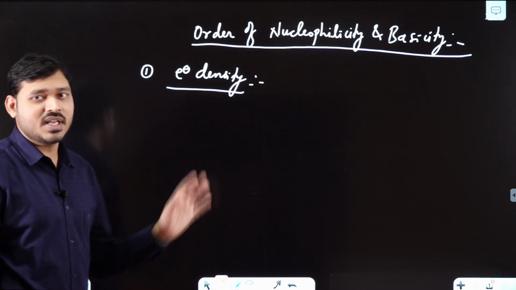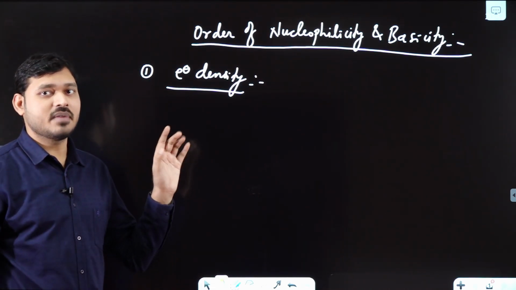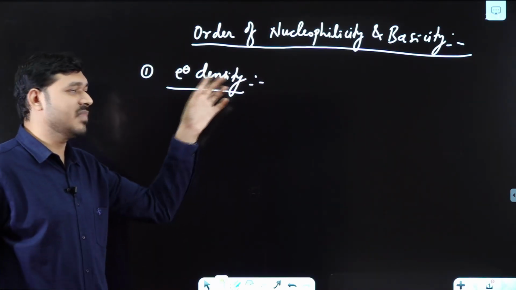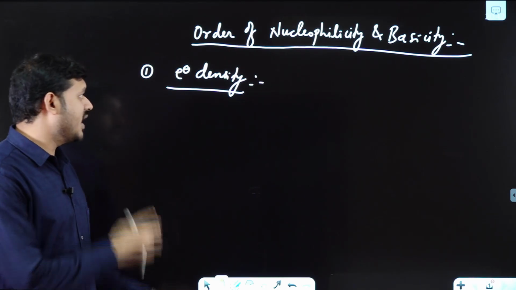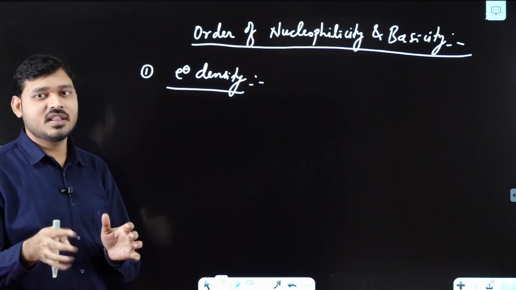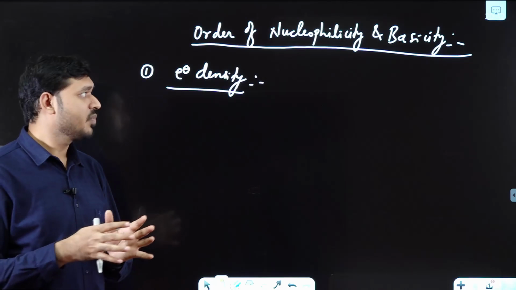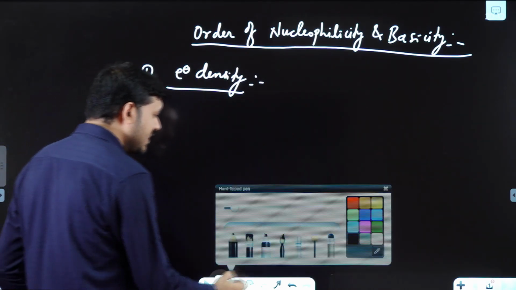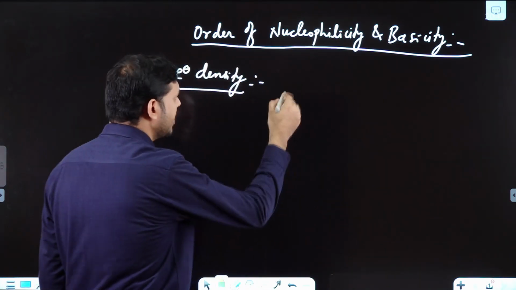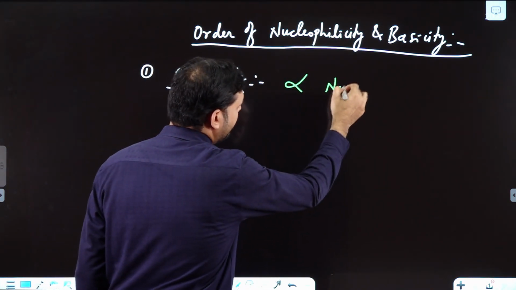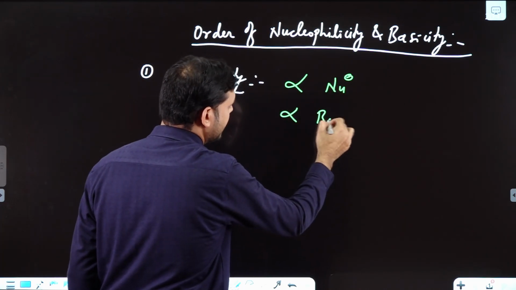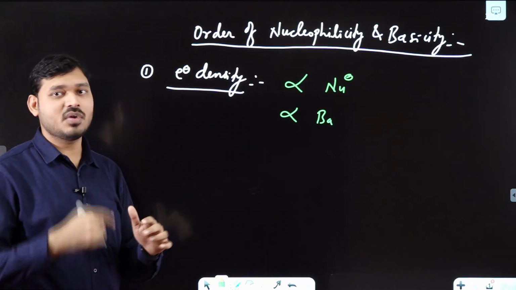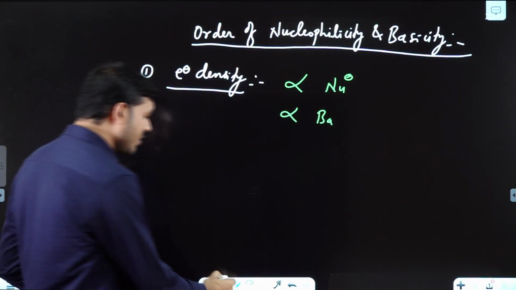See, when you say electron density, this is the first factor I am discussing, on which nucleophilicity and basicity depend. Okay, so if electron density is higher, then definitely it will be more nucleophilic and definitely it will be more basic. Clear? So basicity and nucleophilicity are both directly proportional to electron density, meaning their order will be the same with respect to electron density. Okay, let me give you a few examples.